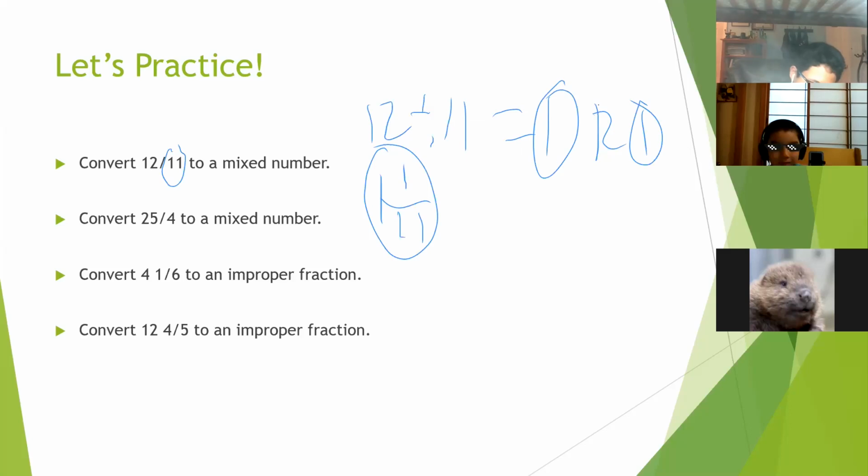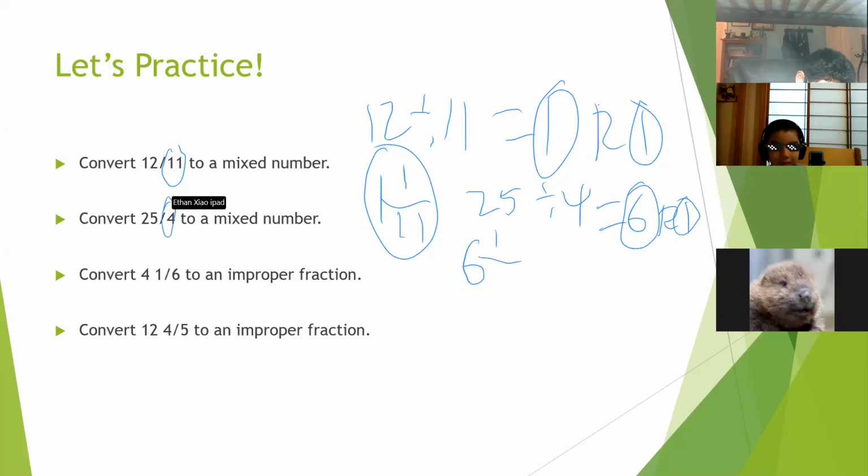And for the second problem, we convert 25 over 4 to a mixed number. So we just do the same thing here. Just do 25 divided by 4, and that equals 6, and we have 1 as the remainder. We just take this 6 and write it as the whole number of the new mixed number. We take this 1 and we just write it as the new numerator. Again, we just take the old denominator and write it right here.